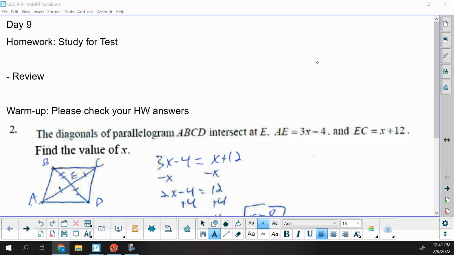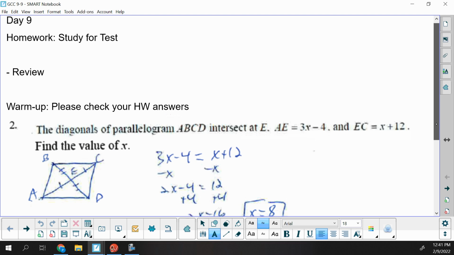All right, welcome to day 9, our second review day for this unit. Today we will be reviewing the proof portion of the unit. So you can be putting in your planners just to study for the test.